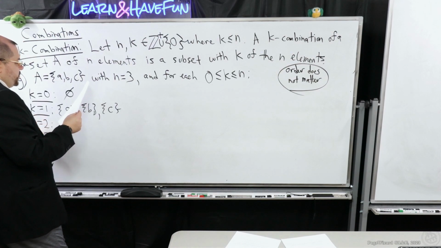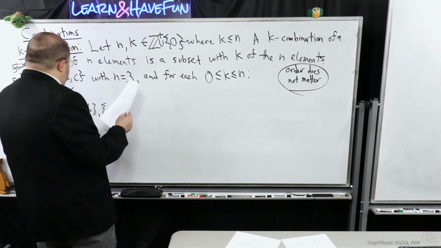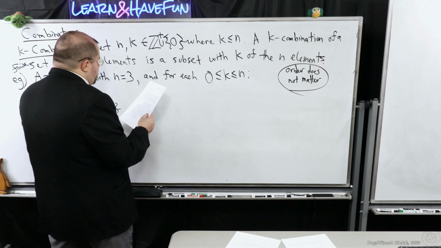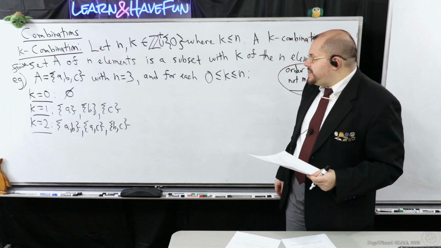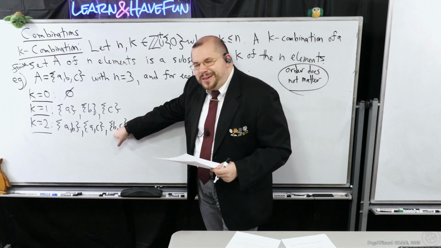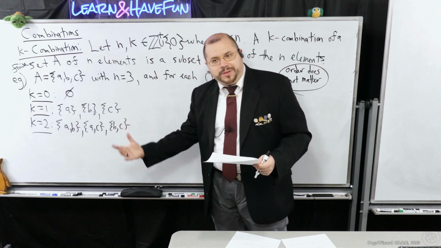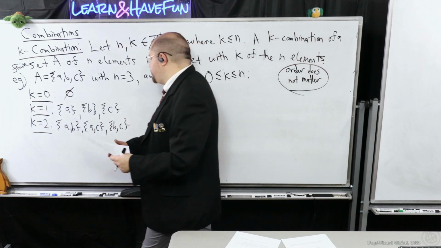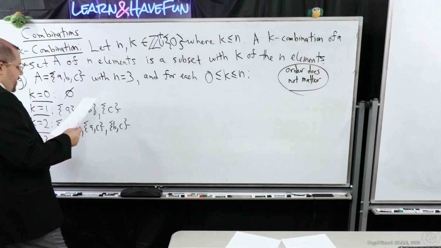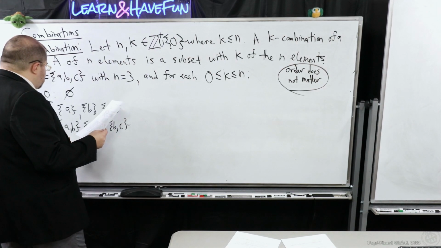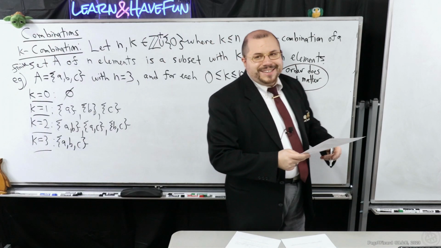How about 2? For 2, I can have AB together. I can have AC together, or I can have BC. Please take note that if I put CB, that's the exact same subset. Remember, in a set, we don't care about the order the elements are in. Then for k equal to 3, this is when we have n, we have just A, B, and C. So please take note, the order does not matter.